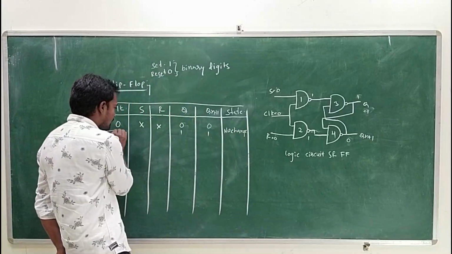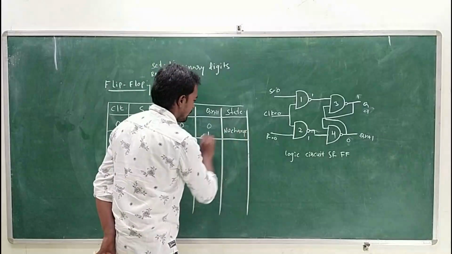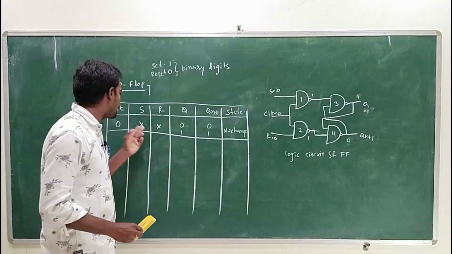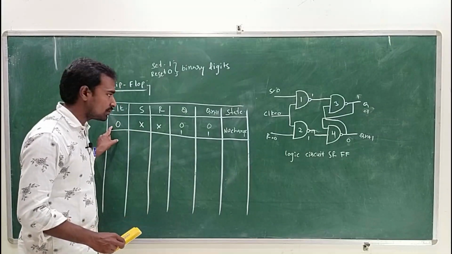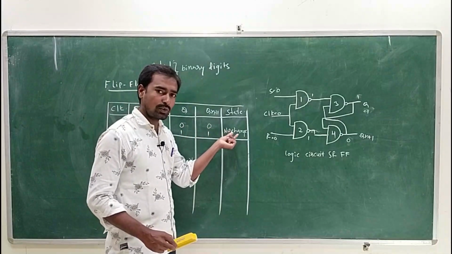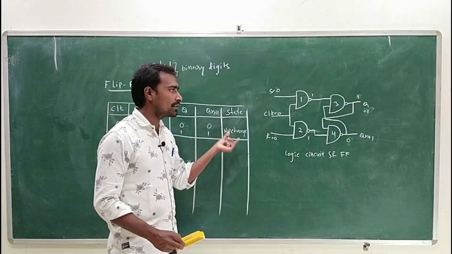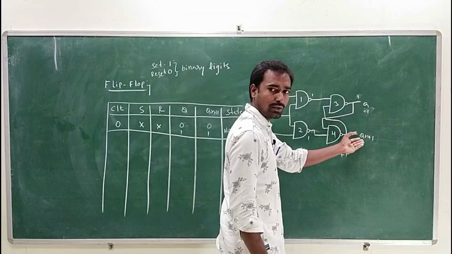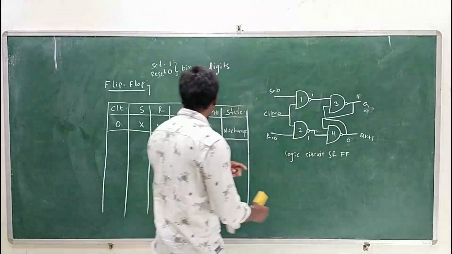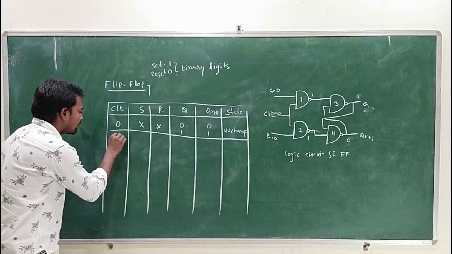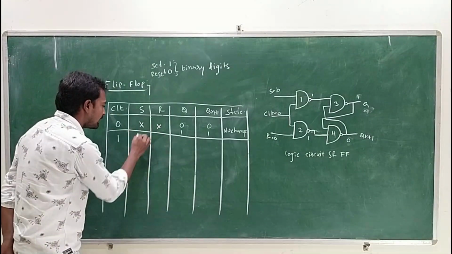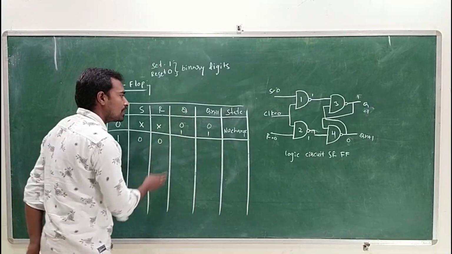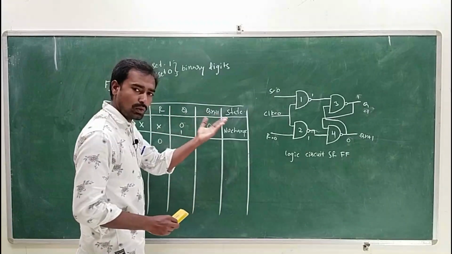So this state is called the no change condition. When we are giving S equal to R equal to any inputs in the presence of clock signal equal to 0, then we will get the output as no change condition. Whatever we are giving as the present state input, the next state output we are also getting as no change condition. Okay, and clock signal is equal to 1 and S is equal to 0 and R is equal to 0, and we have the present state either 0 or 1.